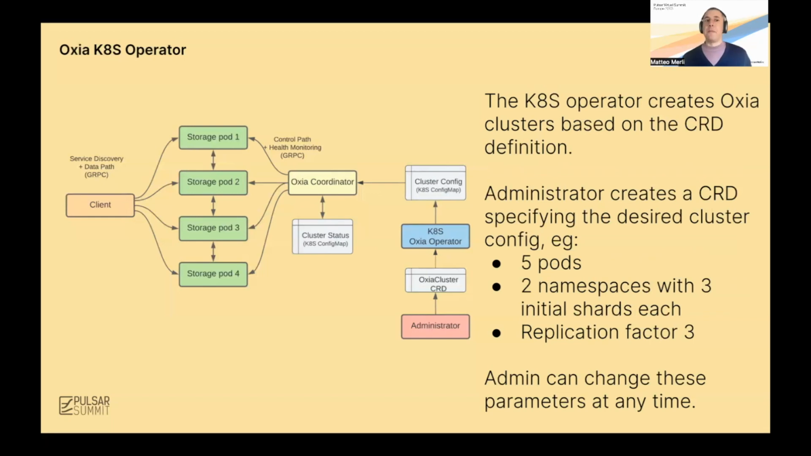The last one here is the operator. This is a Kubernetes operator, and the role of the operator here is to take a CRD with the description of the cluster and convert that into the cluster config and start all the pods and all the Kubernetes resources, of course. For example, the administrator here could create a CRD saying that I want to have an Oxia cluster with 5 storage pods, I want to have these two namespaces with 3 shards initially for each of them and a replication factor of 3. By applying that CRD, we create the cluster and it will make the coordinator perform all these changes.